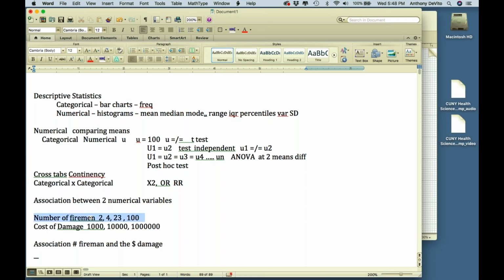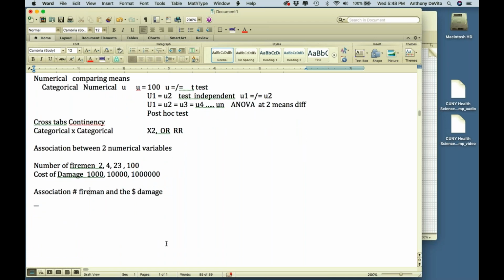It's really an association between two numerical variables, the number of firemen and the number of dollars that the fire cost. There's an association between two numerical variables, the number of firemen and the dollar value of the damage. That association we give a special name, a correlation. We give it that name because it's an association between two numerical variables.